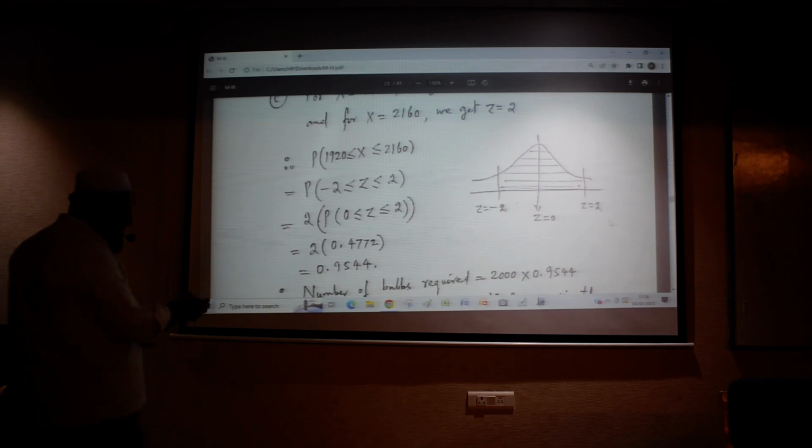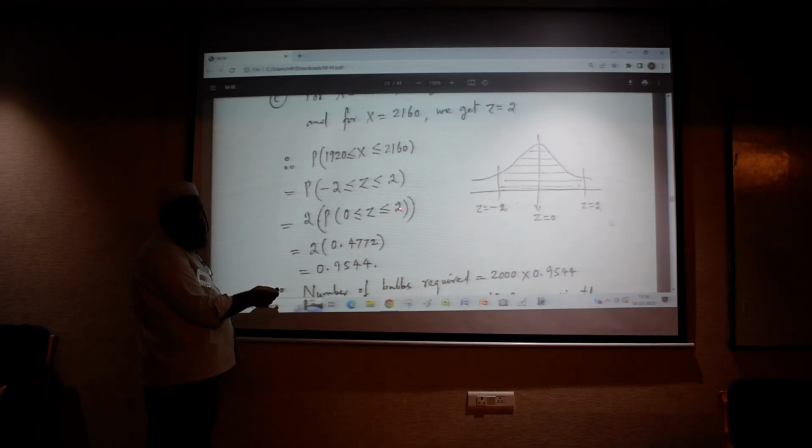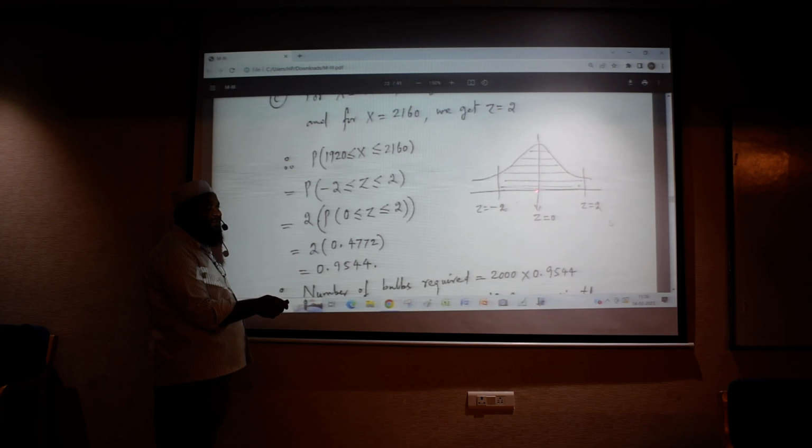From minus 2 to plus 2, you take the area from 0 to 2 and multiply it 2 times. This area, from the origin to Z equal to 2, is directly available in the normal tables. You substitute that value and multiply.